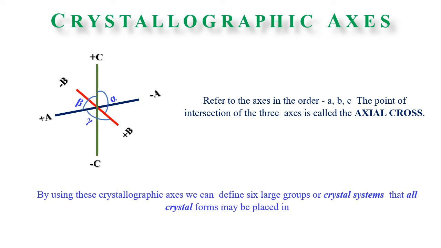Every crystal system possesses crystallographic axes that are given the symbols A, B and C. This refers to axes in order like a, b, c. The point of intersection of the 3 axes is called the axial cross. By using these crystallographic axes, we can define 6 large groups of crystal systems that all crystal forms may be placed in.